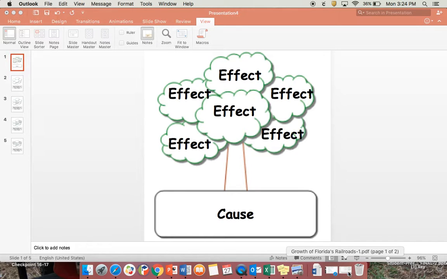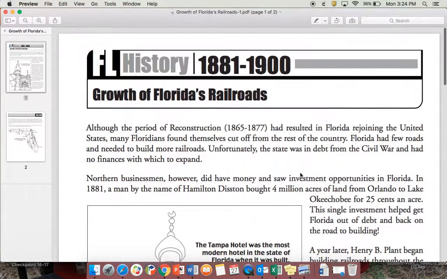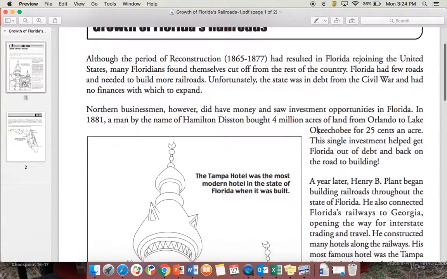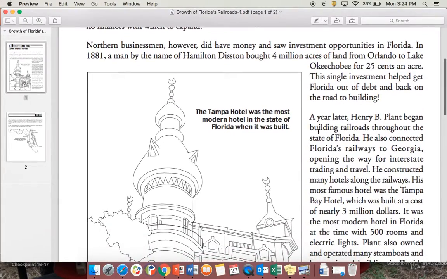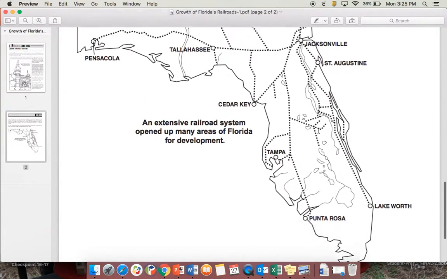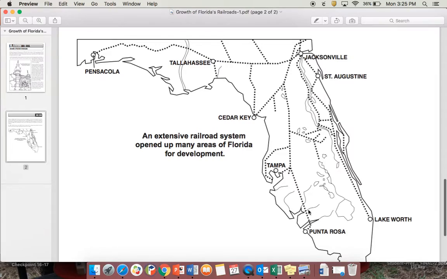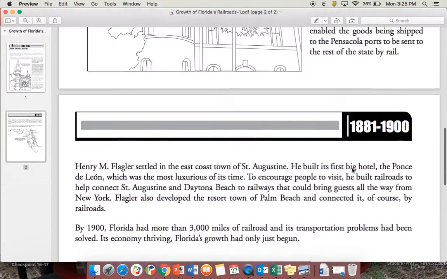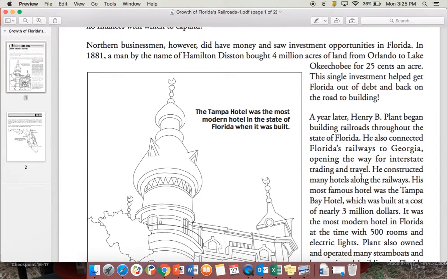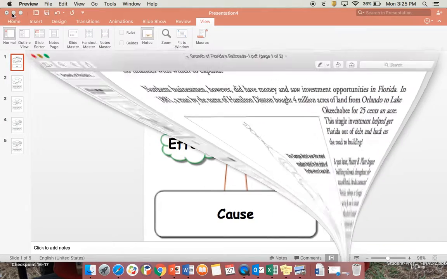What we're going to be doing today is taking an article that you read last week called Growth of Florida's Railroads. And we learned about the reconstruction of Florida and how many businessmen came in and built railroads and bought land in Florida to help the economy grow. These are just a few of the railroad systems that were built. So we're going to be looking at some cause and effect relationships within the text, to see how one cause can have many effects.